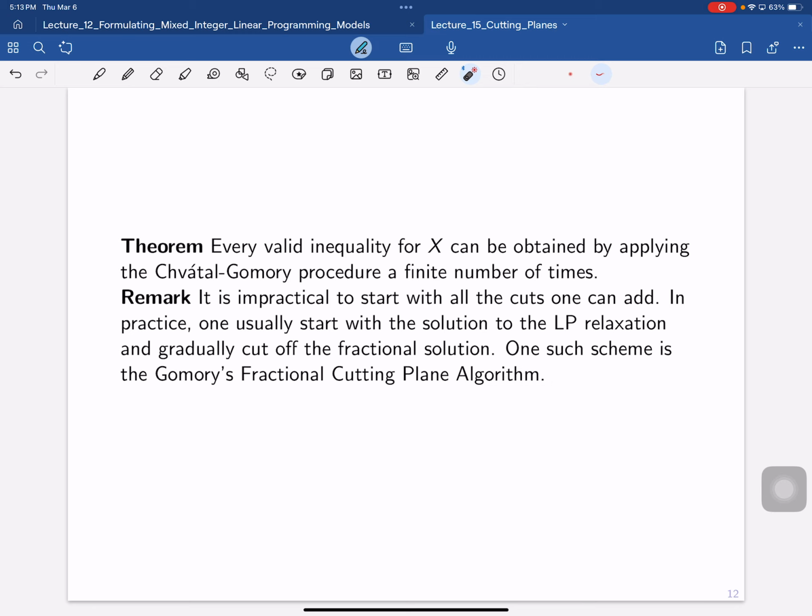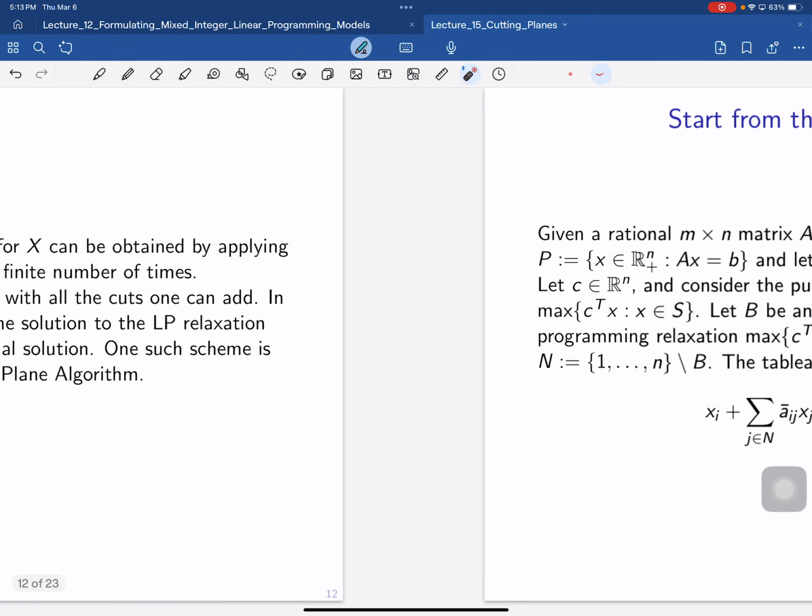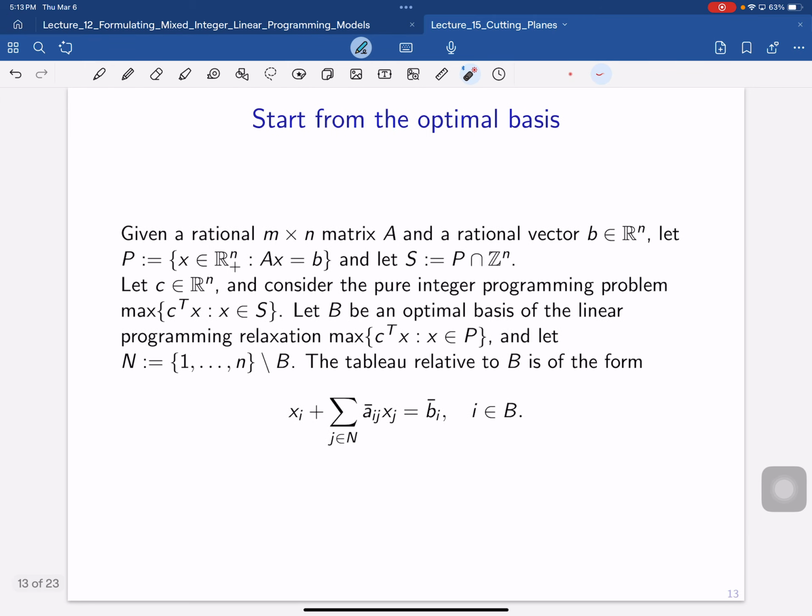So that's why in practice, one will start with the LP relaxation of the integer linear program, and then apply a scheme called Gomory's fractional cutting plane algorithm. So let's just talk about this method and how to apply this Gomory cut.